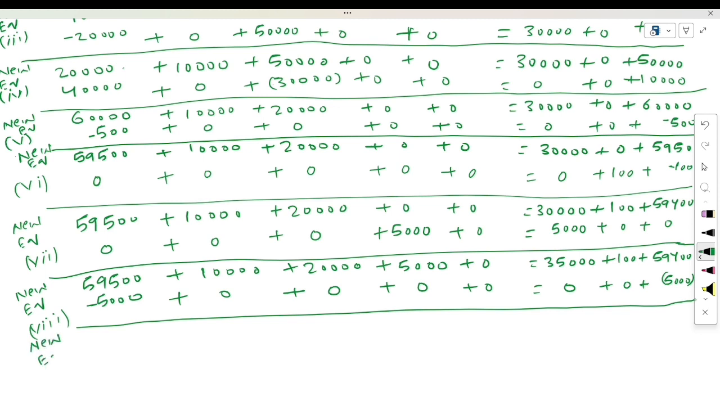Here the new equation will be 54,500 plus here 10,000 plus here 20,000 plus here 5,000 plus 0 is equal to 35,000 plus 100 plus 54,400.